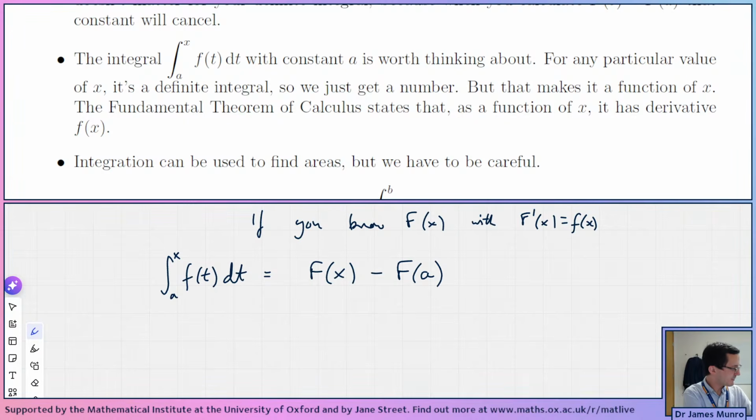Right, what's going on? Somebody asked what's the definition of integration on TMUA, and there is none. There's not really a definition of integration on A level as far as I can tell. That's fine. Don't worry about it.